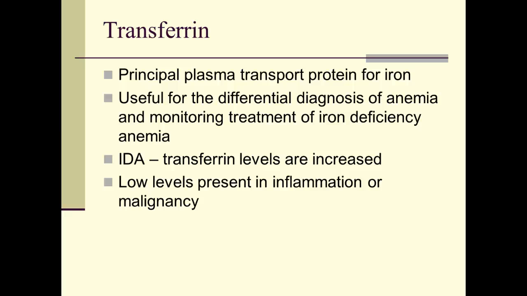Transferrin, when you think ferrin, think iron, is the principal plasma transport for iron. It's interesting to know that in iron deficiency anemia, transferrin levels are increased. You'd think that if iron is high, that transferrin would be high, but these are opposite. So if transferrin is high, iron is low.